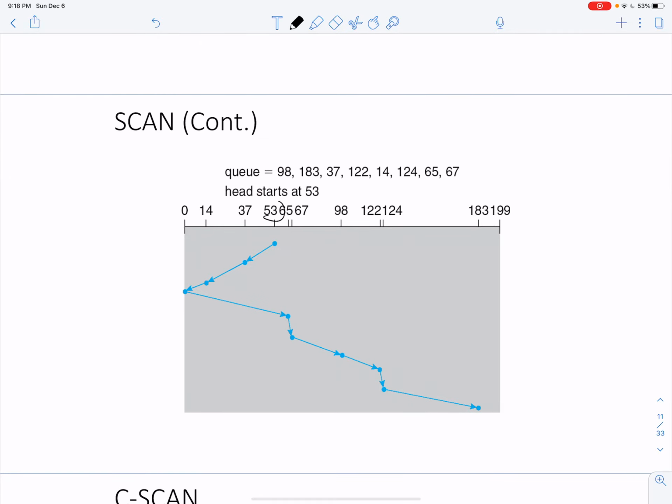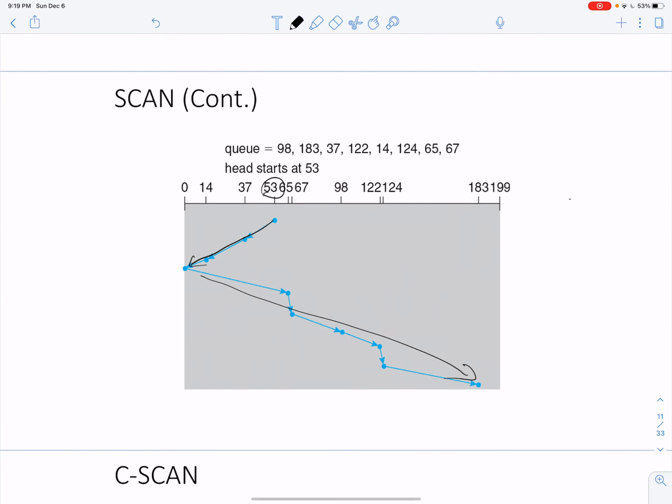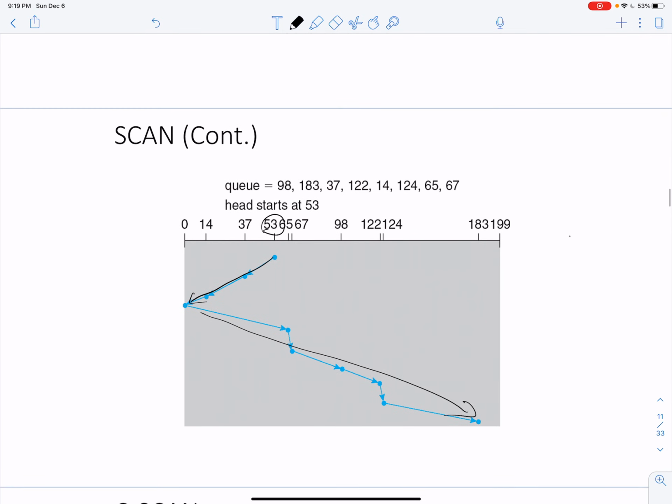So here, let's say we have our head at 53, and in the beginning we want to move to the smaller side. So we're going to move all the way to the smaller side and then all the way to the larger side. In total, you can count the number of visits over here, but it's definitely smaller than the previous two. In practice, this is a very efficient algorithm to help us reduce the seek time of our hard drive, so that's why it is used mostly.